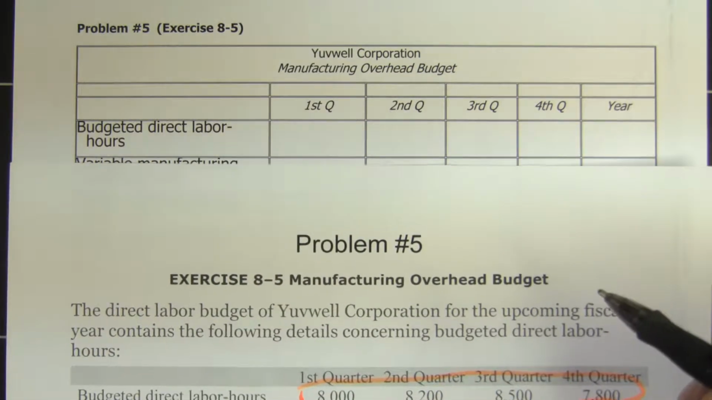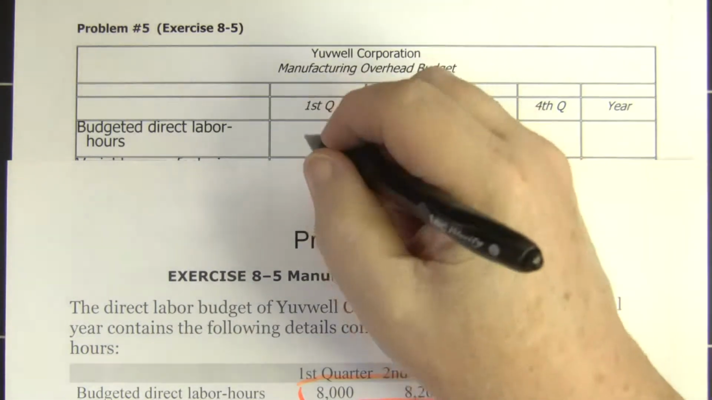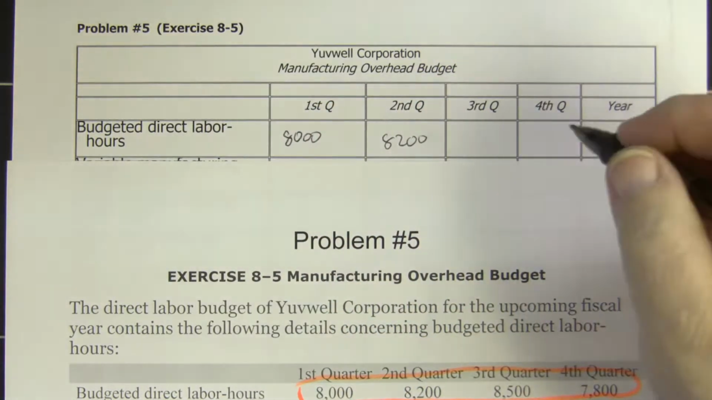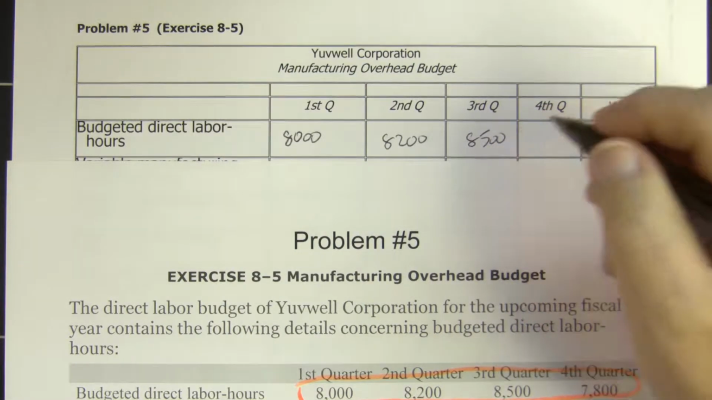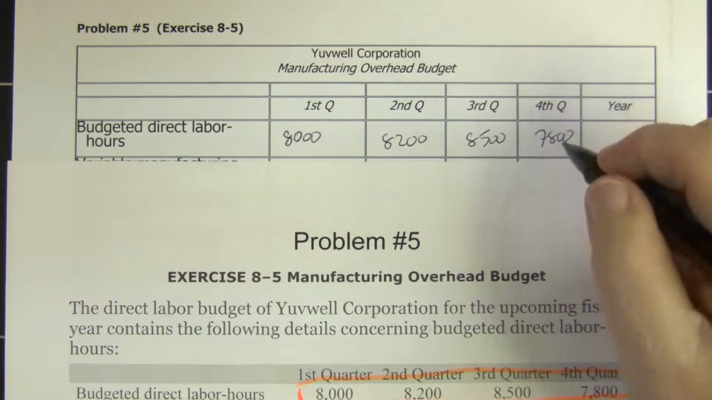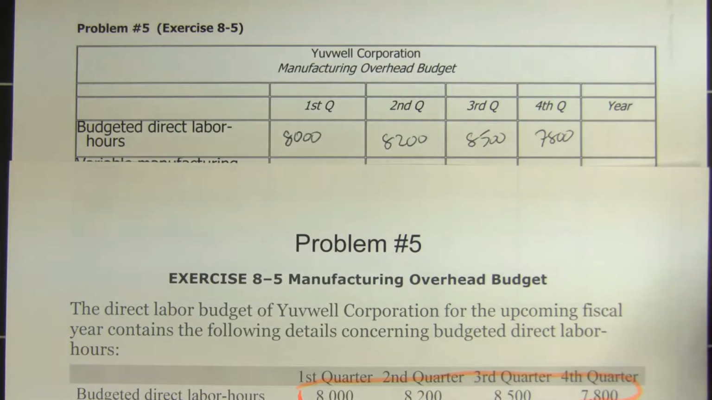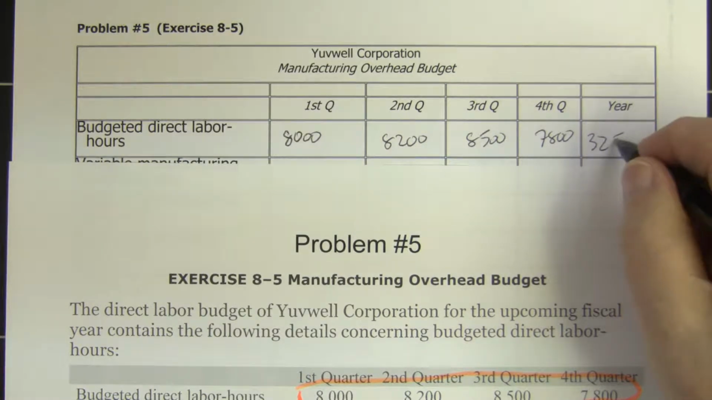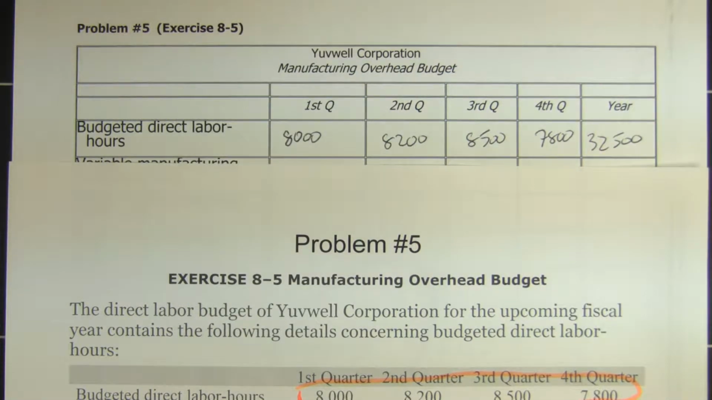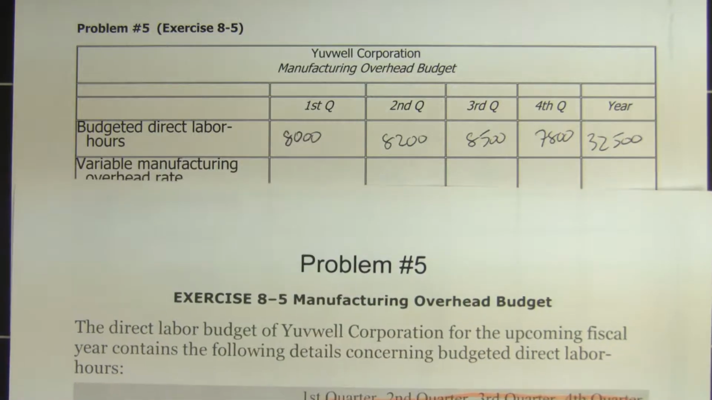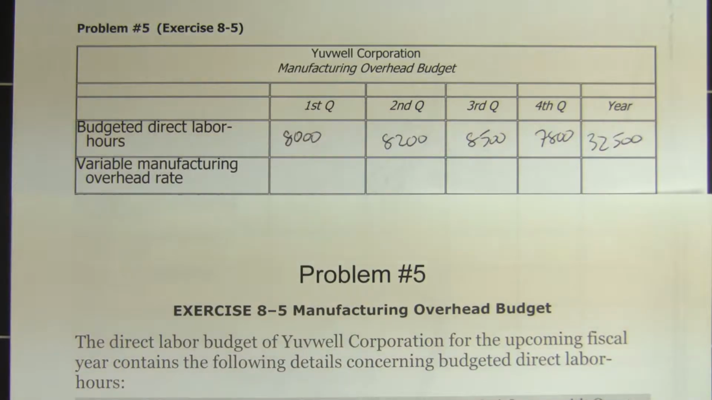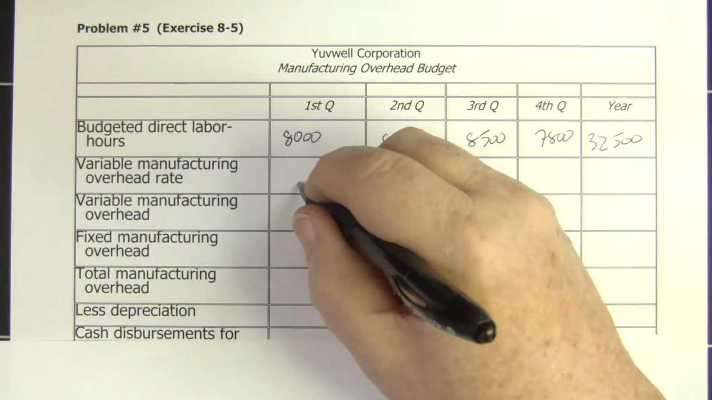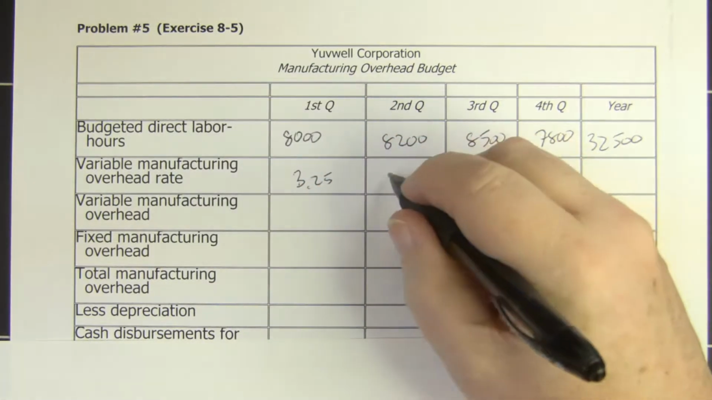So budgeted direct labor hours, I got that. 8,000, 8,200, 8,500, 7,800, and I'll add it up for the year. 32,500. Don't trust me, you're trusting my TI-83. Okay. Variable manufacturing overhead rate. Well, they gave us that. $3.25 per hour. Let's put that in. $3.25 per hour.